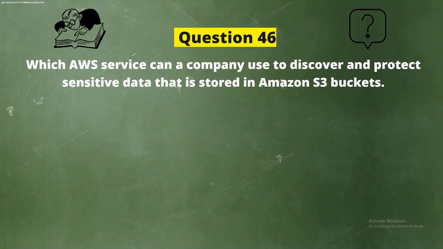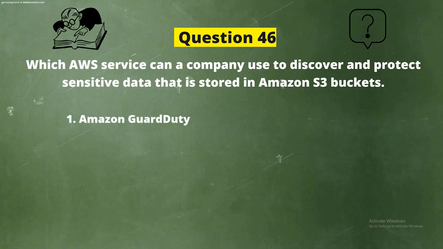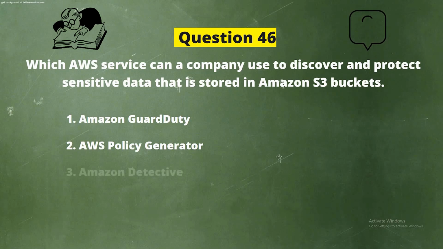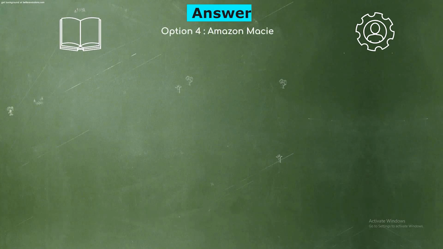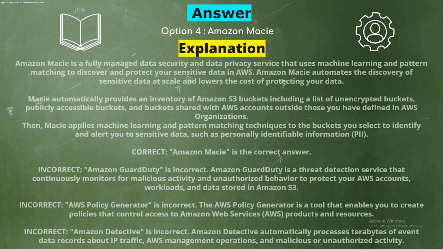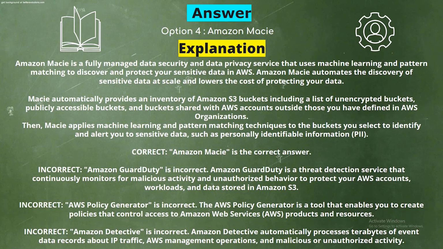Question 46. Which AWS service can a company use to discover and protect sensitive data that is stored in Amazon S3 buckets? And the options are: Option 1. Amazon GuardDuty. Option 2. AWS Policy Generator. Option 3. Amazon Detective. Option 4. Amazon Macie. And the correct answer is Option 4. Amazon Macie. Explanation. Amazon Macie is a fully managed data security and data privacy service that uses machine learning and pattern matching to discover and protect your sensitive data in AWS.